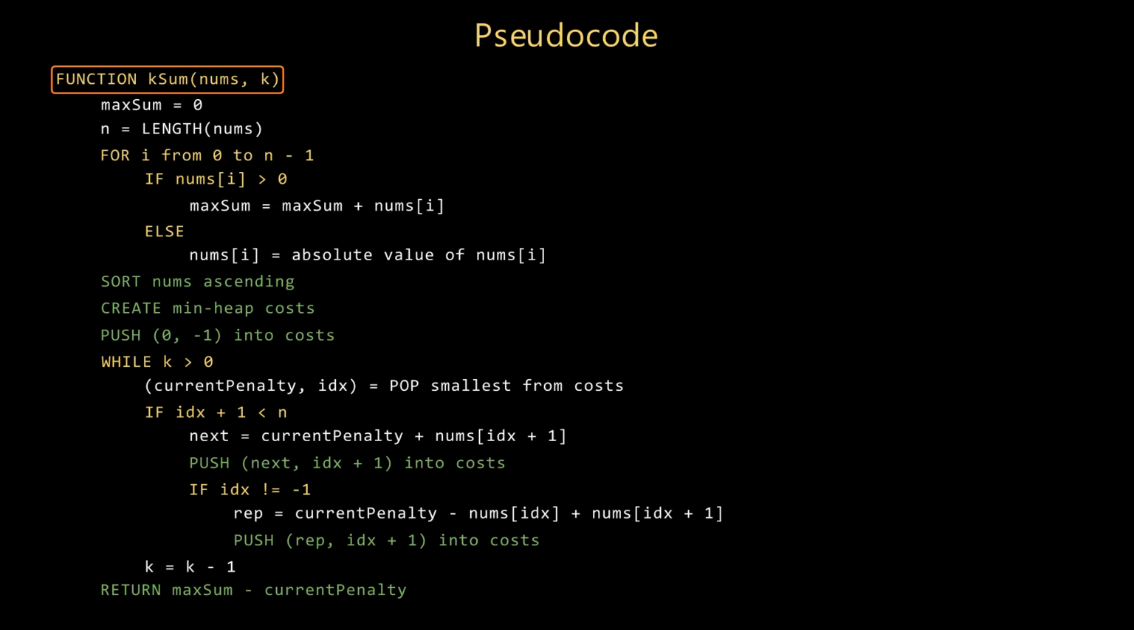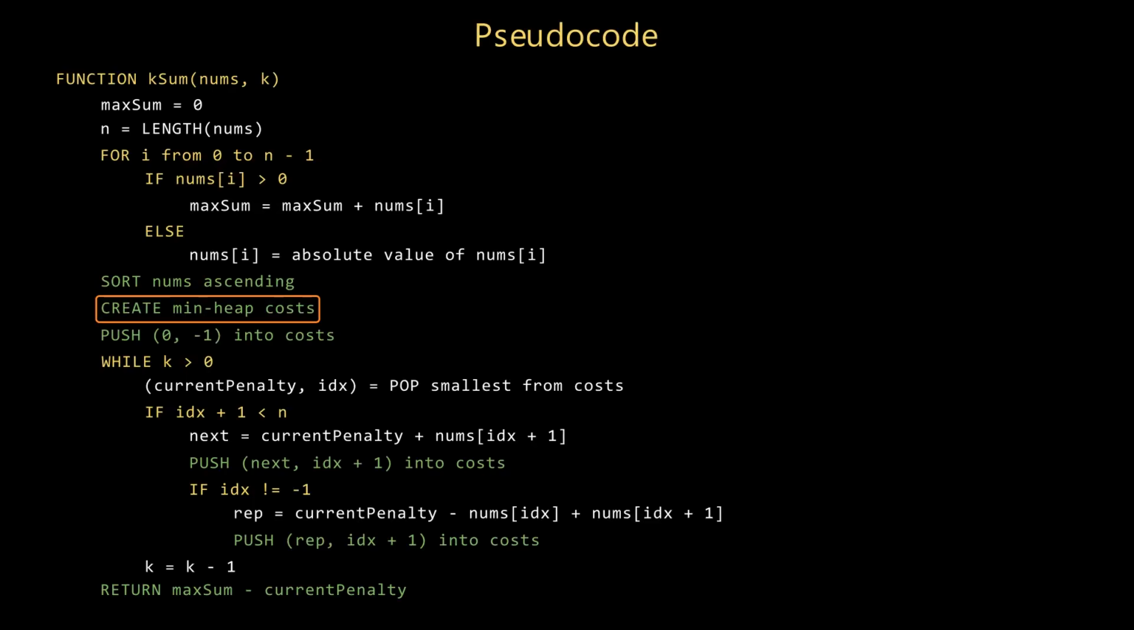Function ksum takes integer array nums and positive integer k. Initialize max sum to 0. Set n to the length of nums. For each index i from 0 to n-1: if nums at i is positive, add nums at i to max sum. Otherwise, replace nums at i with its absolute value. Sort nums in ascending order so penalties are non-decreasing.